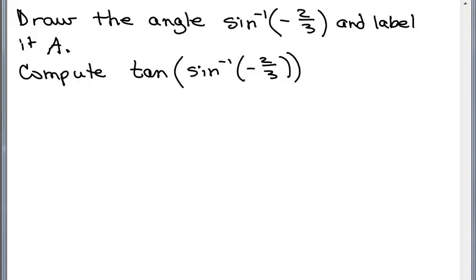Alright, draw the angle, the inverse sine of negative 2/3, and label it A, and then compute the tangent of the inverse sine of negative 2/3. So the first thing we're going to do is draw that angle. So this could also be called the arc sine, correct? And it's negative, so we want an angle A, right?